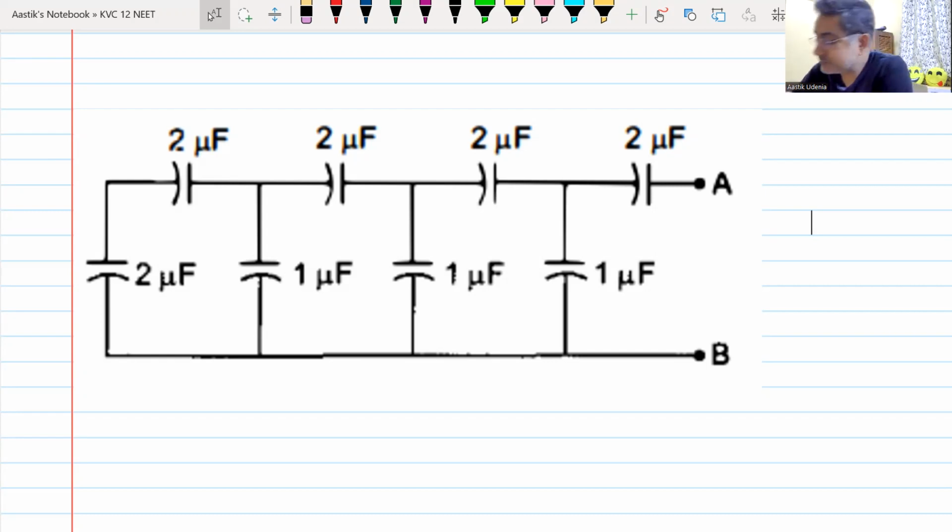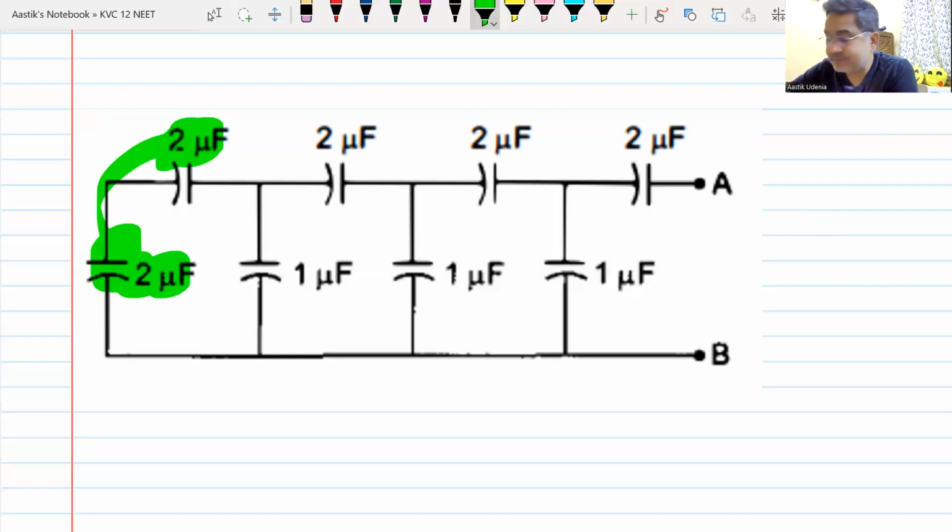What is the effective capacitance between A and B in this case? Any answers here? These two are in series, yes or no? Yes, sir. 2 and 2 in series becomes 1. Then this will be in parallel with this. So 1 and 1 in parallel again becomes 2. Getting my point? No, 1 is the answer.